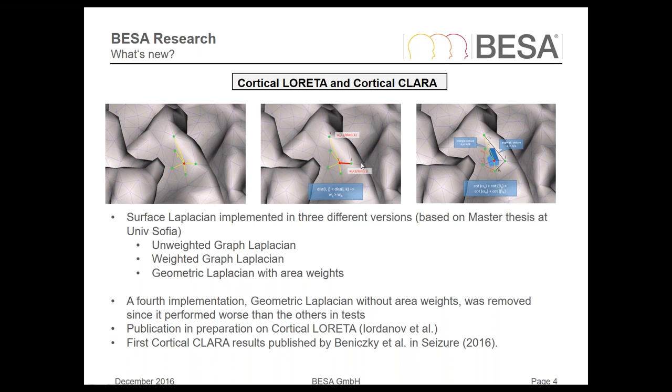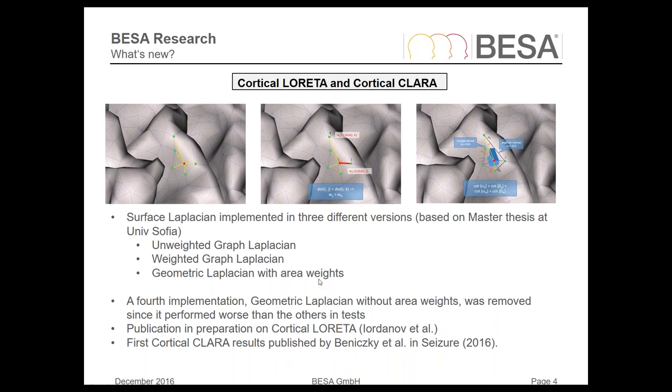The next one is the weighted graph Laplacian, and finally the most complex one implemented was the geometric Laplacian with area weights, where we're not just looking at the neighboring mesh nodes, but also at the areas spanned by the neighboring triangles and the angles that these triangles open up. So there's actually a fourth implementation, but in the study this one performed worst and it was removed from the options available. We also have a publication in preparation by Jordanov et al., which will be published soon.